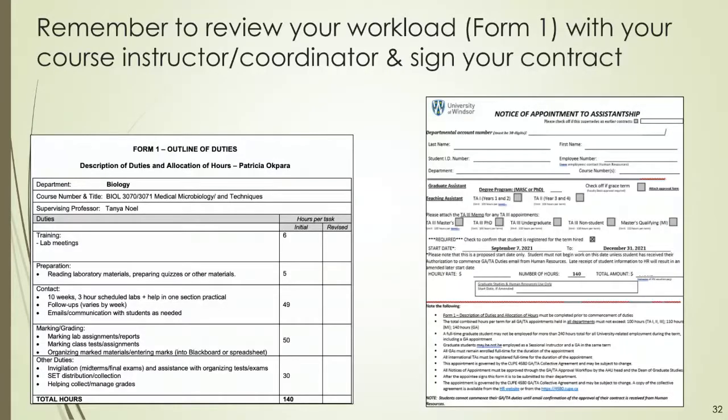Just a quick reminder, hopefully by now most of us have signed our teaching contracts. And also, within the first few weeks of GAing, you go over your Form 1, which is just an outline of duties with the course instructor. This is where they tell you what they want you to be doing, what you're going to be spending most of your time doing. So, when we ask if everybody knows what they're going to be doing, this form, when you do it with the course instructor, will give you a better idea of your roles and responsibilities.